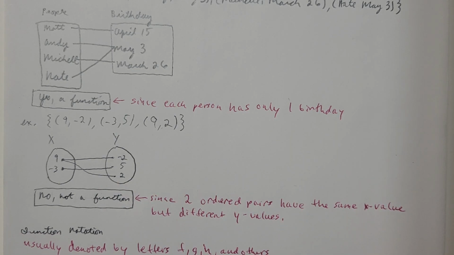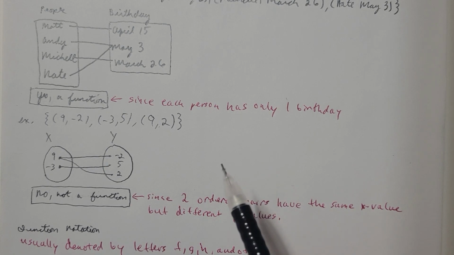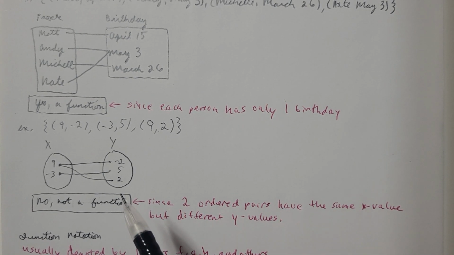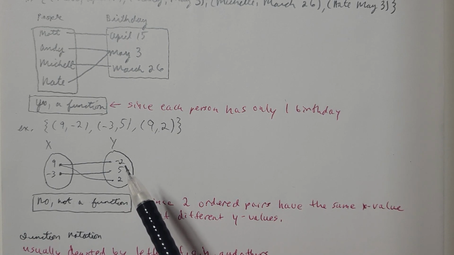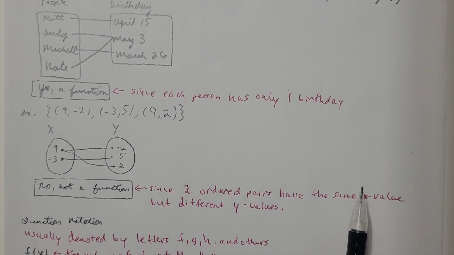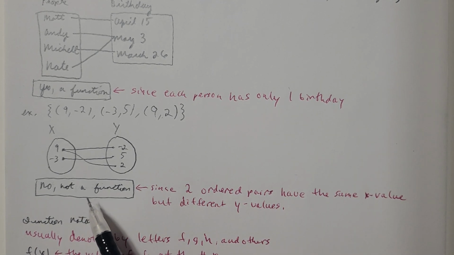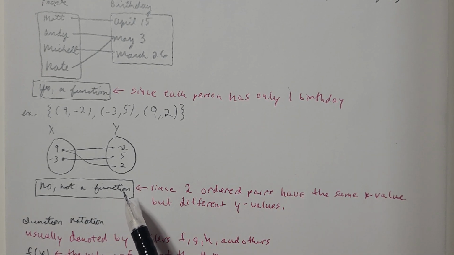Is that a function? Okay, and the answer to that would be no. Since each x value doesn't have exactly one y value. Okay, 9 is going to 2 different places. 9 is going to -2 and 9 is going to +2. You can't have that. Okay, so this would not be a function.